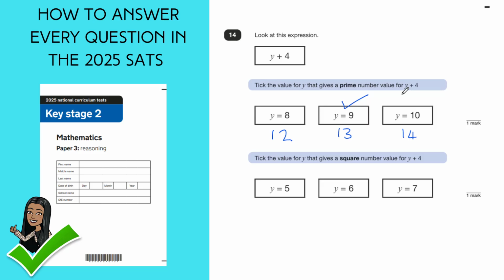Tick the value for y that gives a square number for y plus 4. So again, you're going to swap the number that y is equal to for that expression. This is called substitution. So if y was 5, then y plus 4 would be 9. If y was 6, y plus 4 would be 10. And if y was 7, y plus 4 would be 11. Which one of these is a square number? Well, 9 is a square number, so you would tick that box.